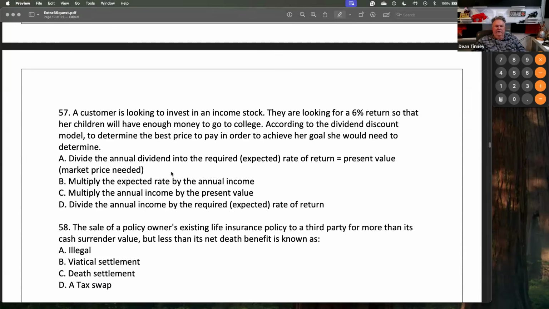A customer is looking to invest in an income stock. They're looking for a 6% return so her children have enough money to go to college. According to the dividend discount model, to determine the best price to pay in order to achieve her goal, she would need to determine, kind of interesting.